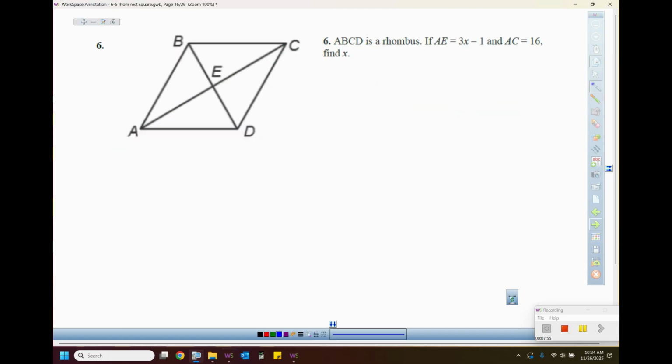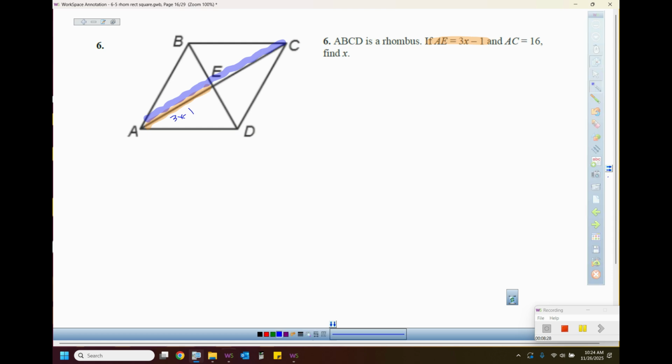Cool. And then still got ourselves another rhombus. If the distance from A to E is 3x minus 1, and the distance from A to C, where is that? Hold the phone. A to C is the whole big one, right? It's 16. Find x. Fascinating. So this orange one, A to E, is 3x minus 1, right? But the whole thing was 16.